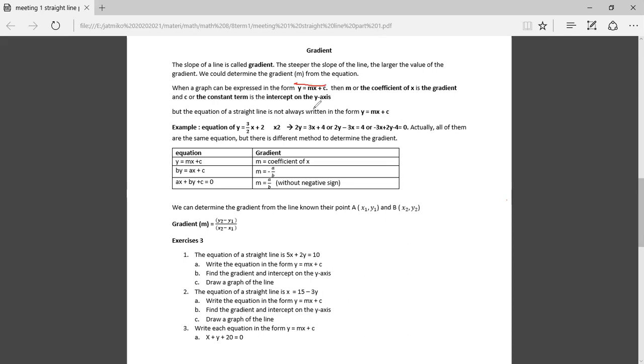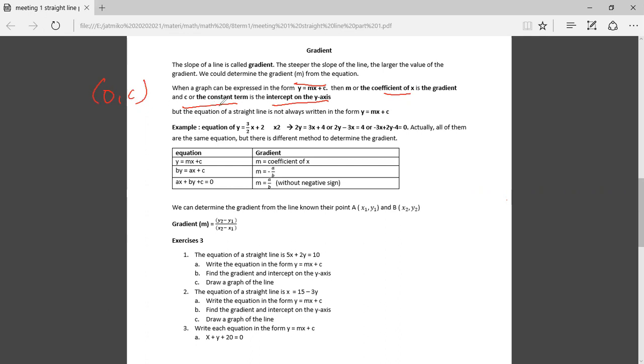So we have y equal to mx plus c. In here, look, y is only y here on the left, and then the rest we put on the right, and then the value of the gradient is the coefficient of x. And how about c? c is the constant term, and that is the intercept of the y-axis. So if you want to find the intercept of the y-axis, that is always 0 point c.